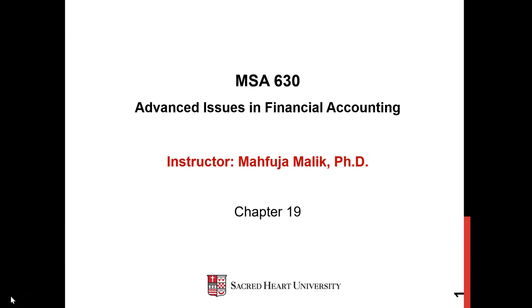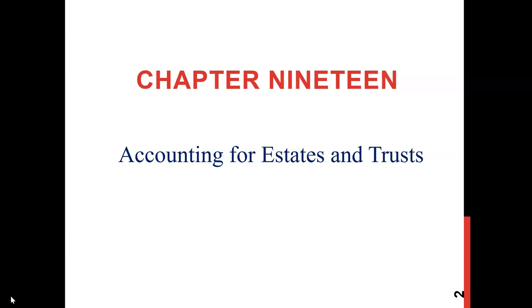Today we will learn about accounting for estates and trusts. It is chapter 19. In this chapter, you will learn some legal terminologies related to estates and trusts, and at the same time we will focus on the process of asset allocations and distributions from an estate. Well, there are some topics related to tax. We will not go deep into those topics.